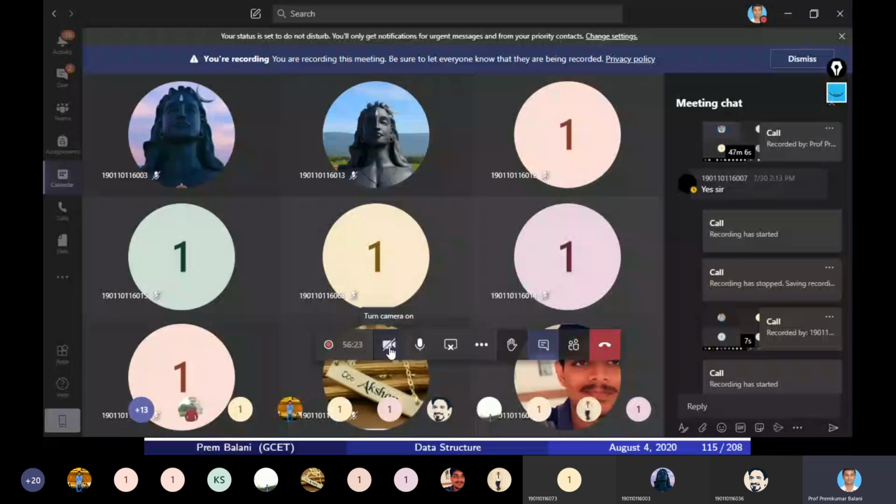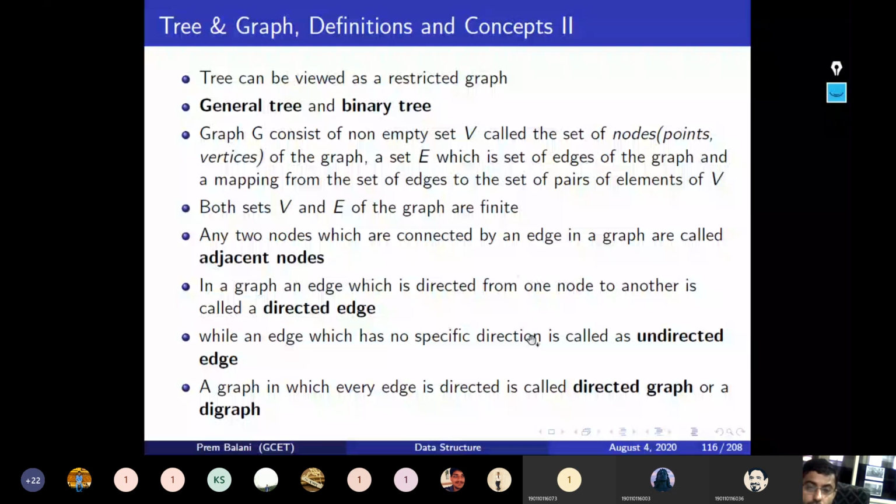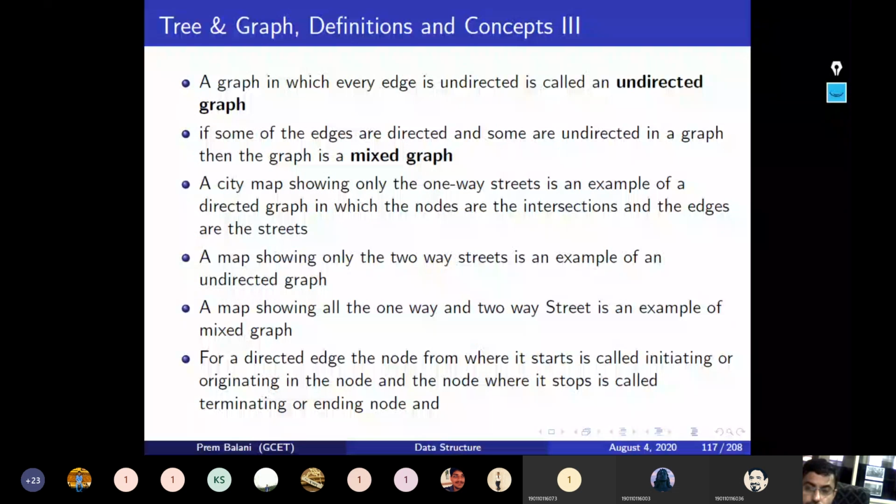So now, in this definitions and concepts, we have gone through a few definitions of tree and graph. Any doubts in any of the definitions? No, right? Okay. So in the last part of the last lecture, we were discussing the path in the graph.